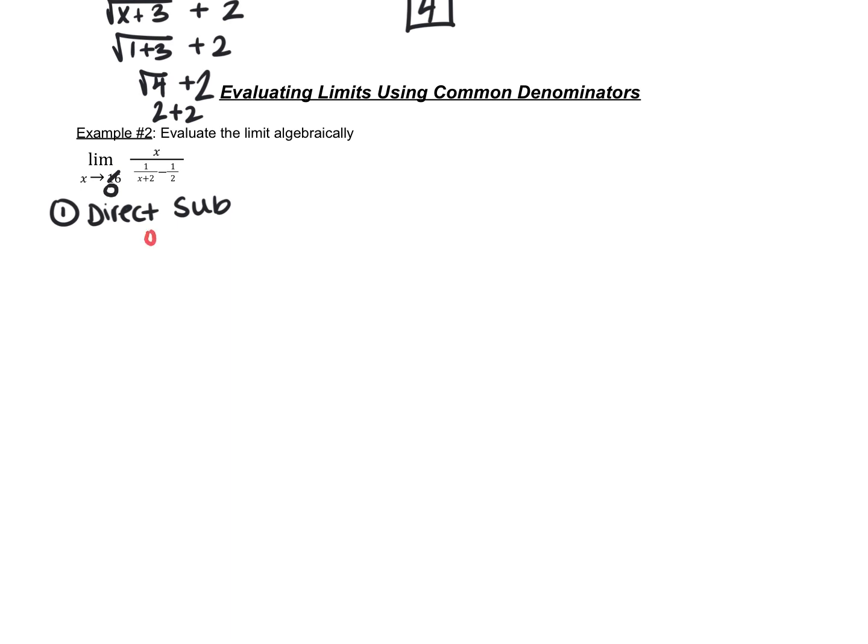So we've got 0 for x: 1 over 0 plus 2 minus a half. Obviously, the numerator stays 0. Here, 0 plus 2 is 2, so this is 1/2 minus 1/2, which again is 0. Here is my indeterminate form, or my hole. Now in this case, we can't factor, and we can't use conjugates because there's no radicals. But since there are fractions, we can use common denominators.